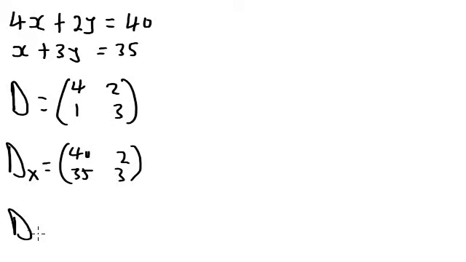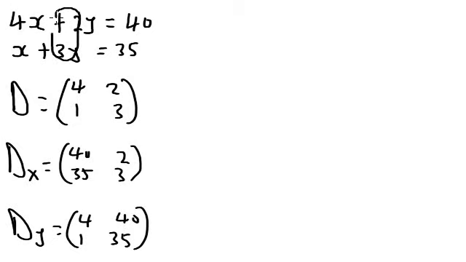Perfect. Now the last one, which is D sub y. The process is the same, but in this case we are ignoring the coefficients of y. We have to exclude the coefficients of y, and that will be 4, 40, 1, and 35. So what have I done? I've excluded the coefficients of y, but replaced them with 40 and 35 respectively. And these are the steps you have to pass through.